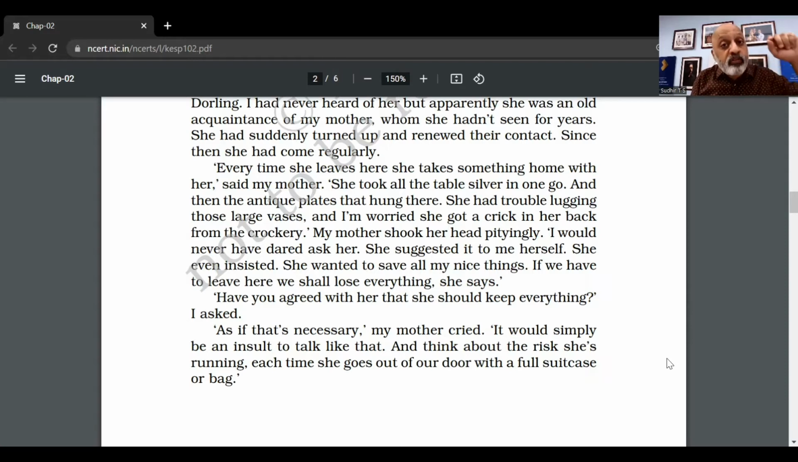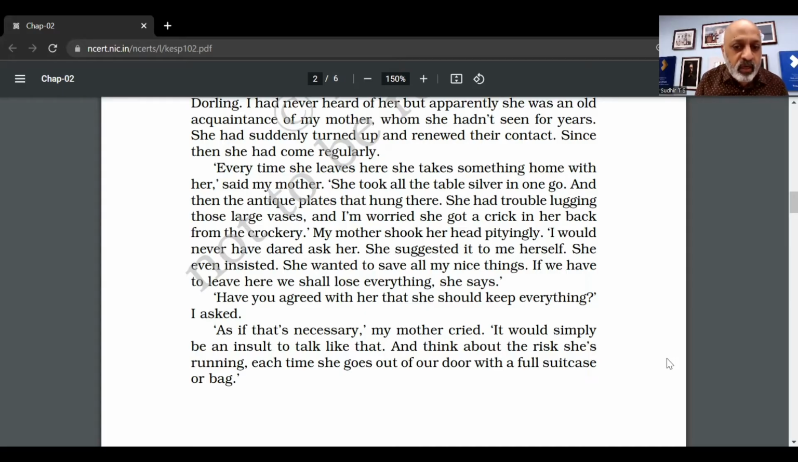So that woman has put the fear of losing everything because they're in the middle of the war. So she says, if it stays here, somebody will loot and take everything away. Let me keep it in my house for safekeeping. After the war, you can come back and take it. That seems to be the arrangement. Have you agreed with her that she should keep everything? I asked. As if that's necessary, my mother cried.